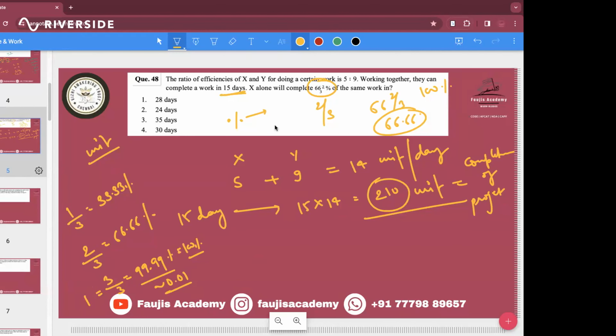So they are asking how much time X will take to complete the 2/3 part of 210. That means 140 units of work, isn't it? Anybody, any doubt? Up till here, anybody, any doubt?